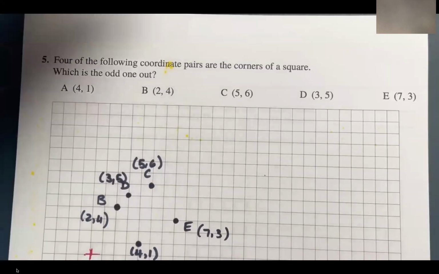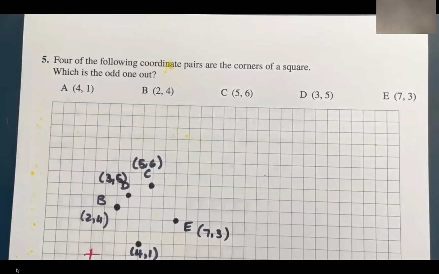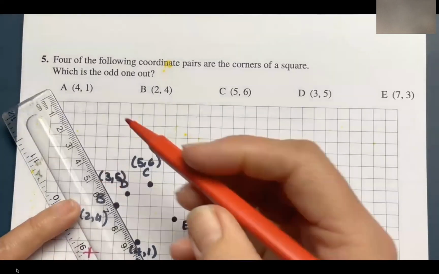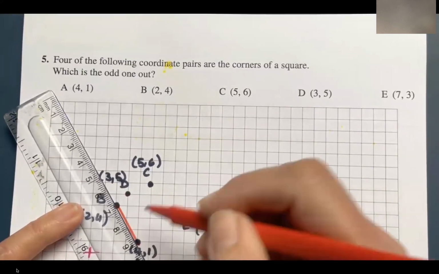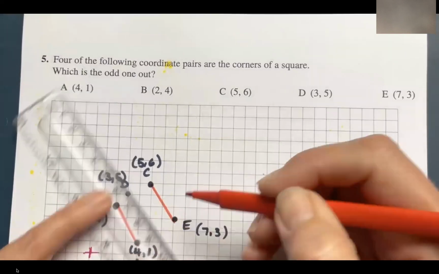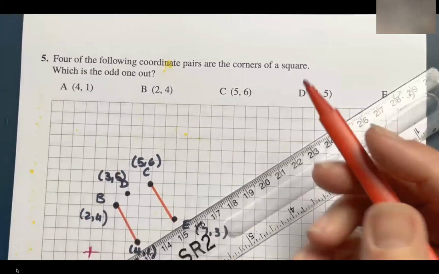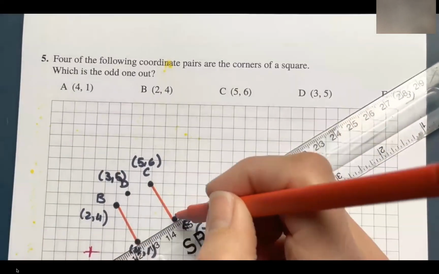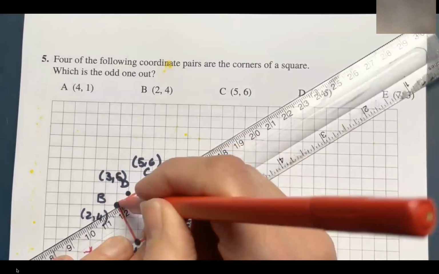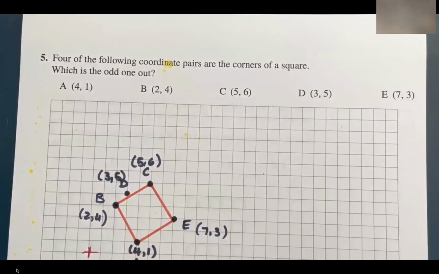And then I can just quickly join those together. I can see, can't I, that that makes my square. I can see that D is my odd one out. We don't have to do anything fabulously mathematical. If it's quicker to draw it, it's entirely up to you.